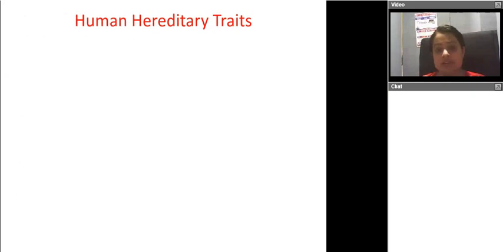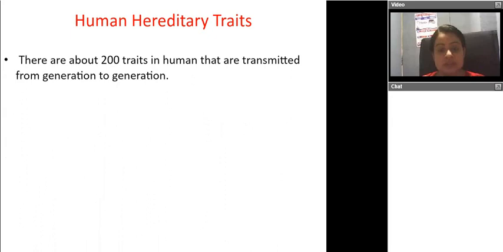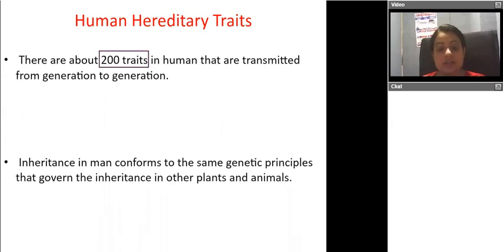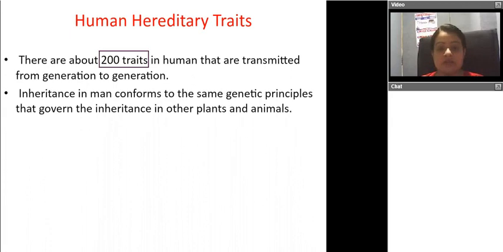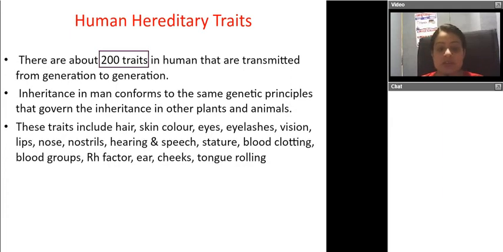Now, what are human hereditary traits? There are about 200 traits in human beings that are transmitted from one generation to another. Thus, the inheritance in man conforms to the genetic principles that govern inheritance in other plants and animals also. These traits include hair, skin color, eyes, eyelashes, vision, lips, nose, nostrils, hearing and speech, stature, blood clotting, blood groups, Rh factor, ear, cheeks, and tongue rolling.